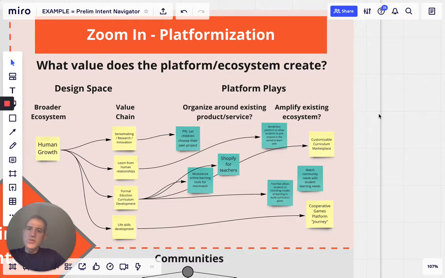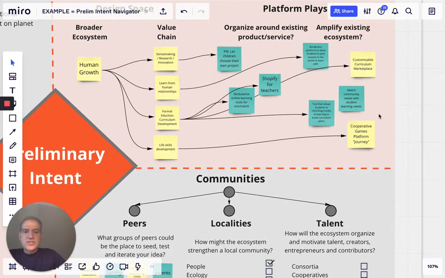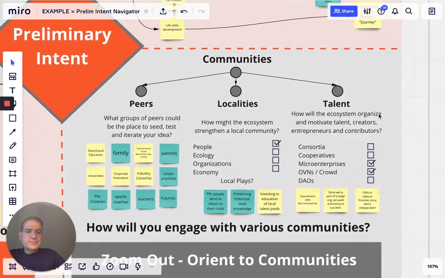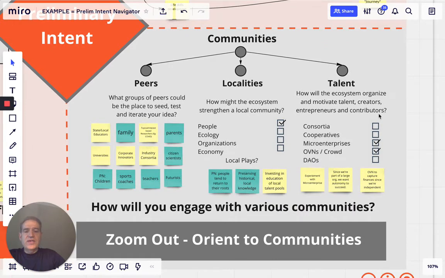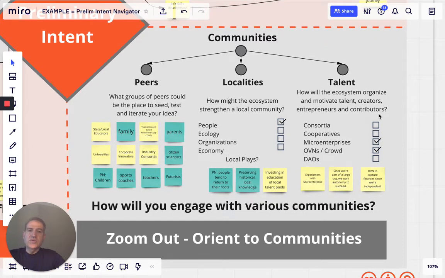So that's largely what the zooming in around platformization is about. Once you have a set of concepts and value chains and have them connected to a larger type ecosystem, the next quadrant is a zooming out exercise around orienting toward community. So if you think of ecosystems essentially as groups of people with common purpose, they're largely communities, and there are multiple types of communities that could participate in a platform ecosystem.